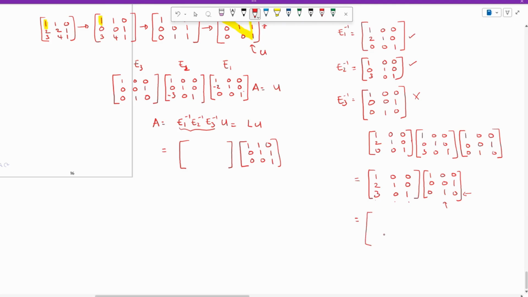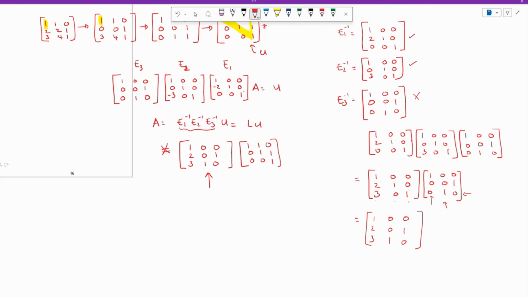But let's try that. Here, the first column would be just the first column of this matrix. 1, 2, 3. The second column is essentially the third column. So 0, 0, 1. The third column is essentially the second column. That's all. You can verify it using the row operations as well. That means we get 1, 0, 0, 2, 0, 1, 3, 1, 0. That's not lower triangular. Okay, that means this does not hold.